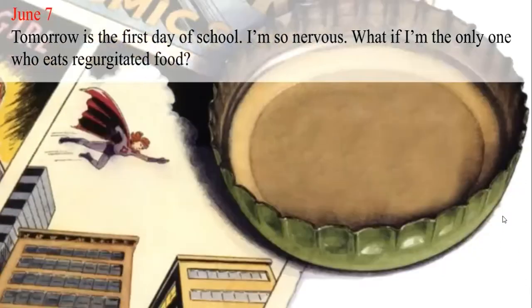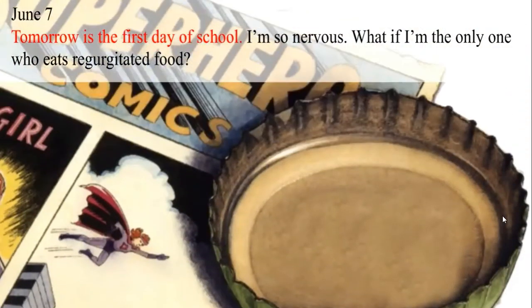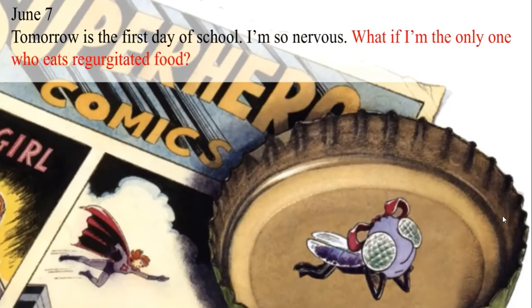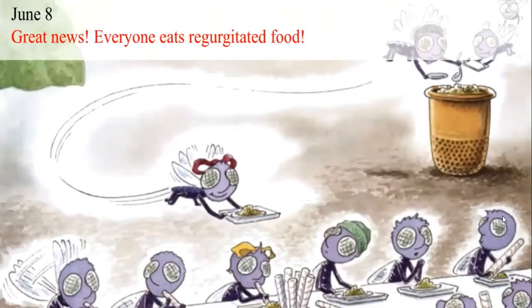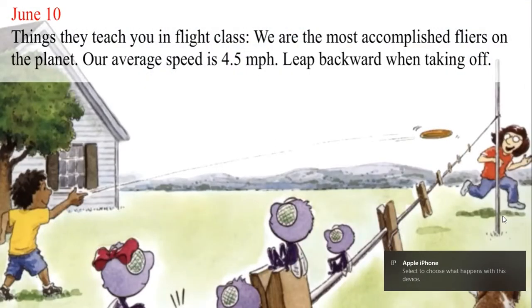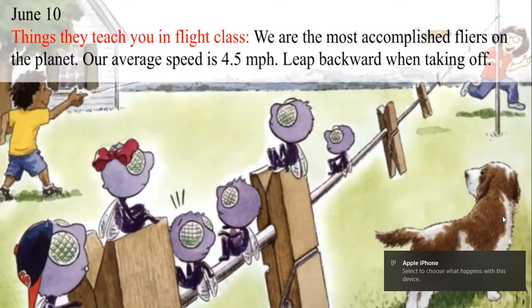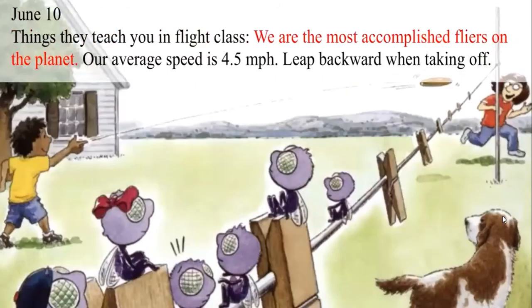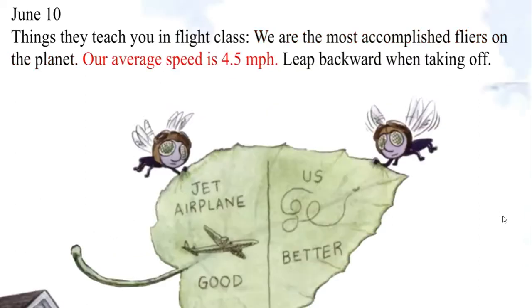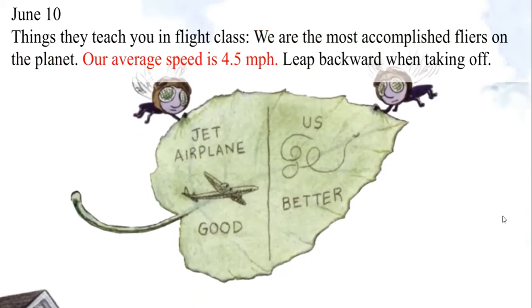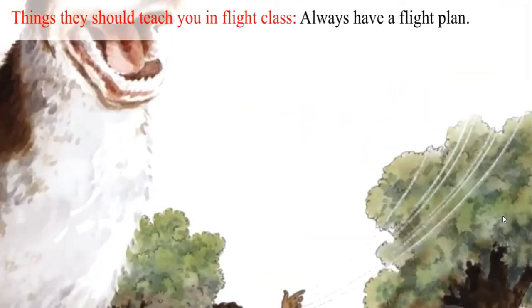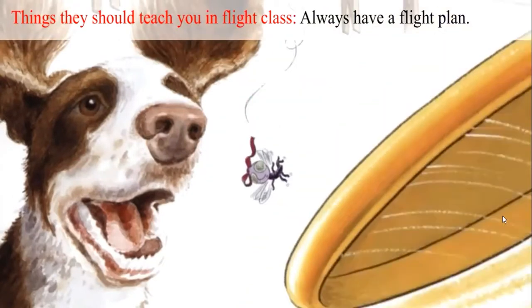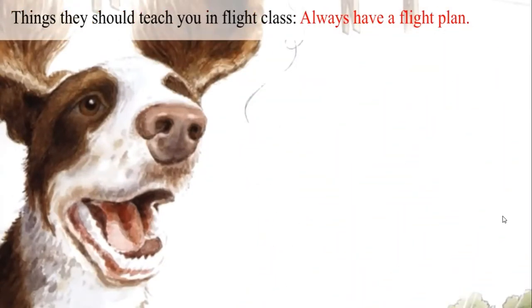June 7th. Tomorrow is the first day of school. I'm so nervous. What if I'm the only one who eats regurgitated food? June 8th. Great news! Everyone eats regurgitated food. June 10th. Things they teach you in flight class. We are the most accomplished flyers on the planet. Our average speed is 4.5 miles per hour. Leap backward when taking off. Things they should teach you in flight class. Always have a flight plan.